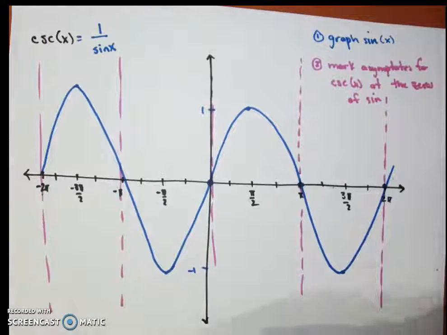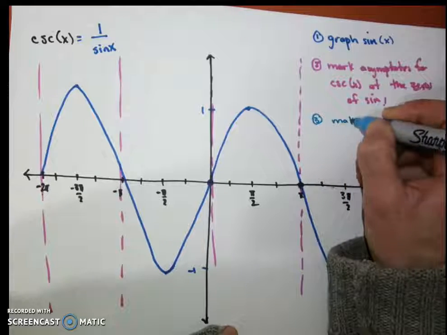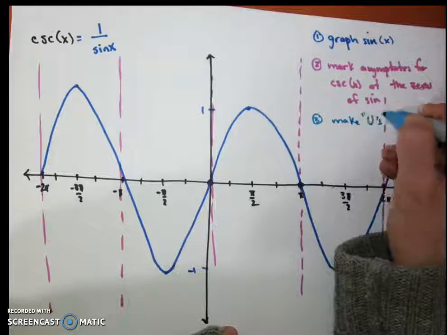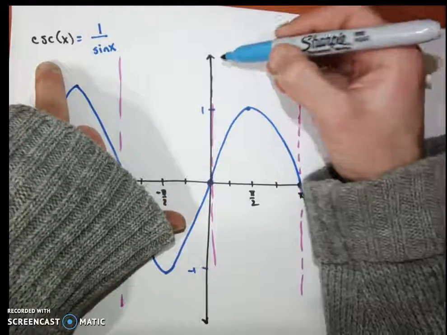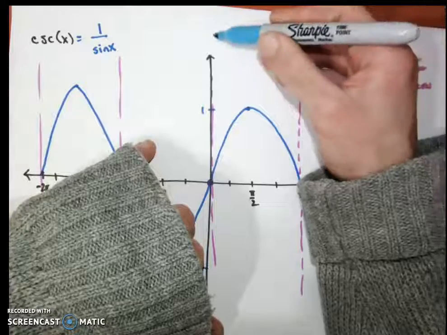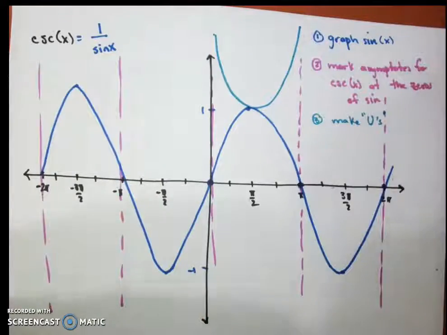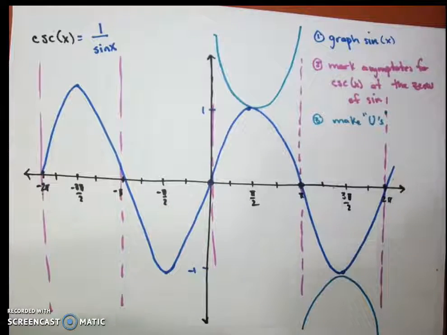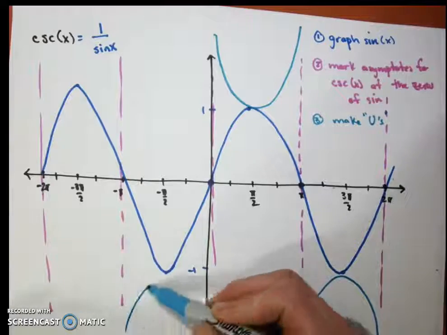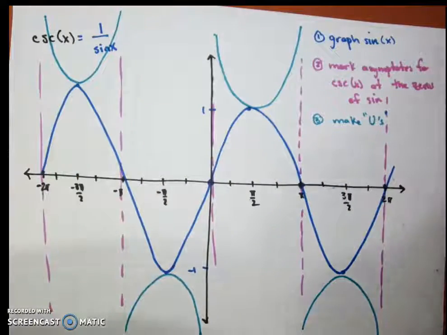Now my final step is to make the u's. When sine is big, cosecant is small. So this max becomes a min of cosecant. It's a u, and it has to fit between the asymptotes. So that's one part of my curve. I've got another one here, another one here, and another one here. And these u's will keep going because sine keeps going.